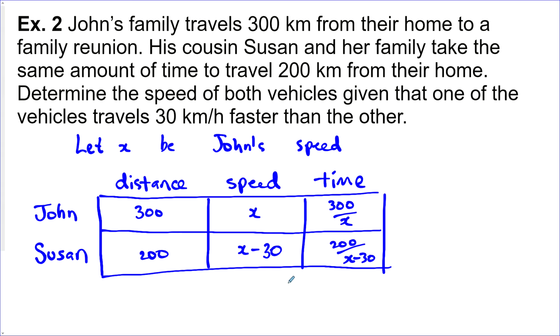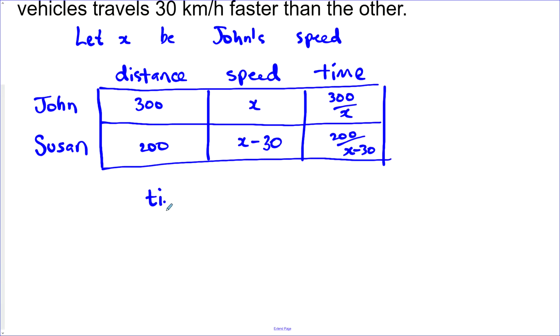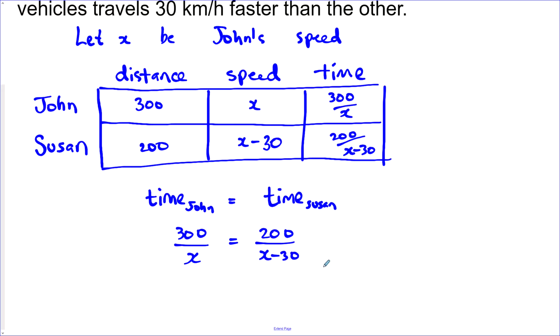And then we need to organize this information into a table. Like this. Now in this question, John's time is already equal to Susan's time. So we can just write 300 over x is equal to 200 over x minus 30. Now, some restrictions on our variable. X cannot equal 0, and it can't equal 30, because those are our non-permissible values. But also from the question, since x is a speed, we need our x to be greater than 0, because we need to get to a positive distance.